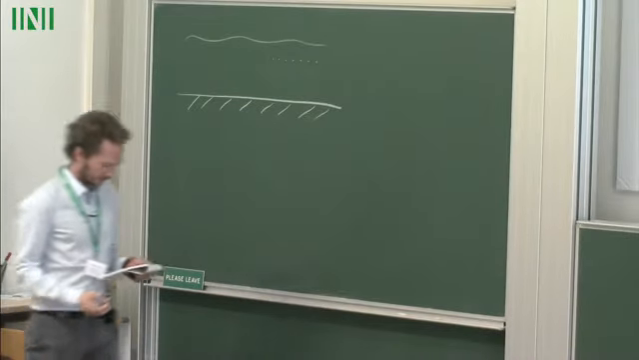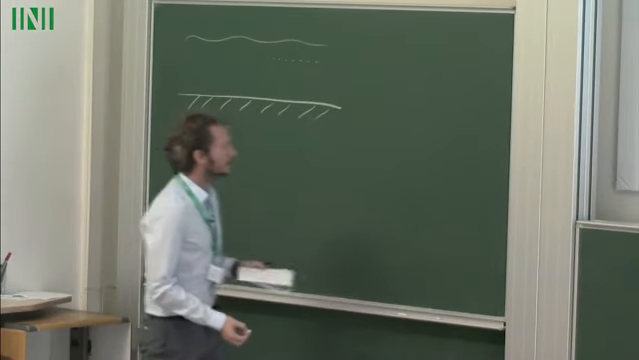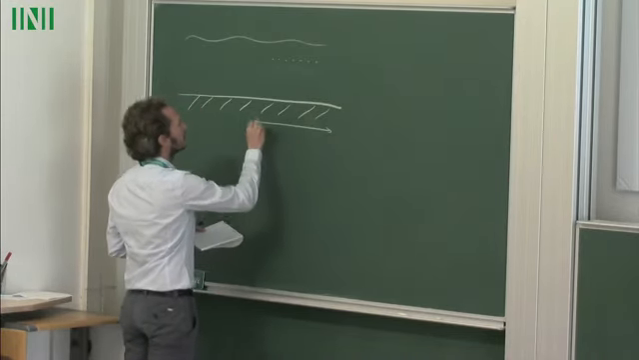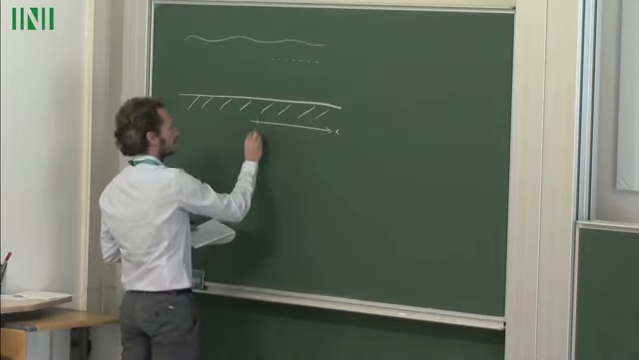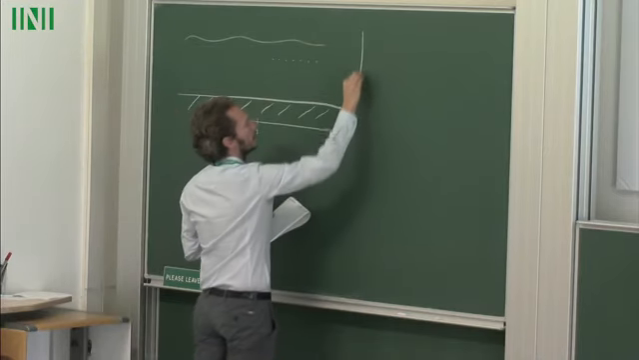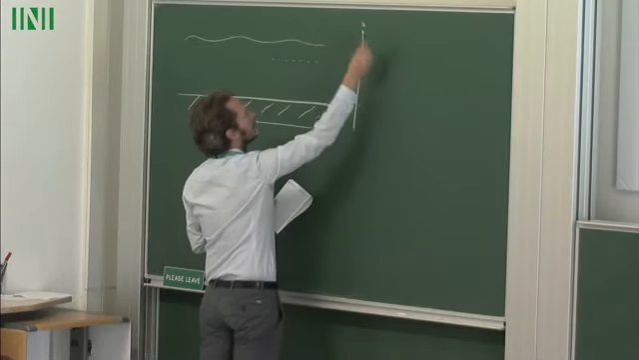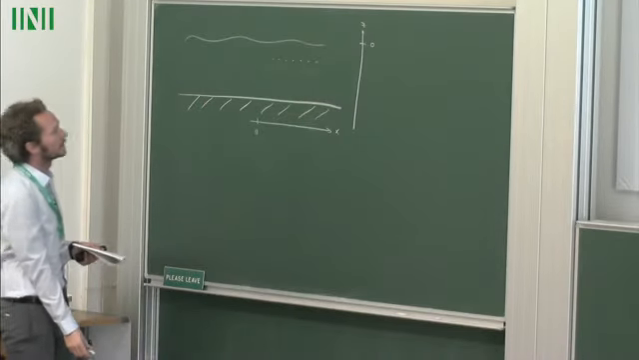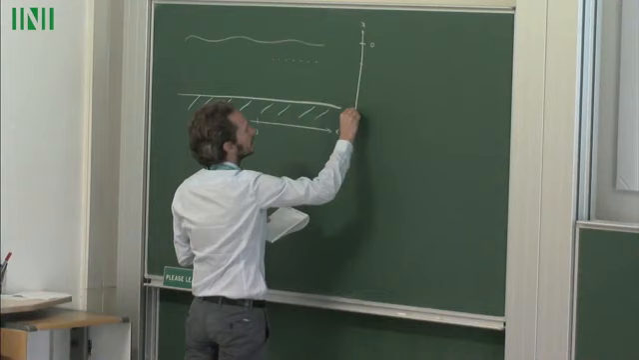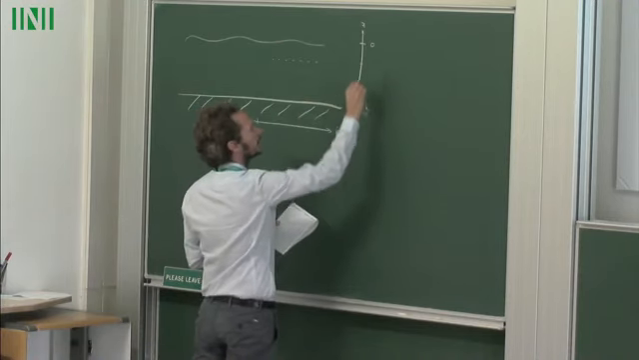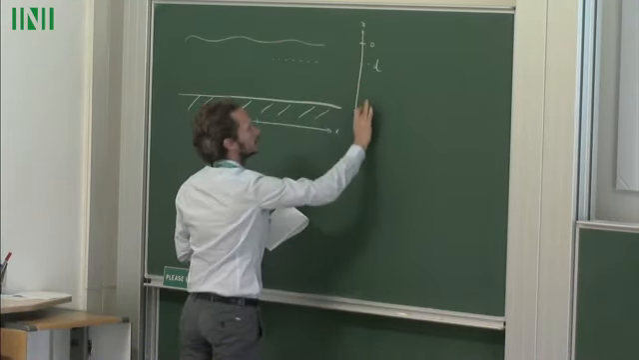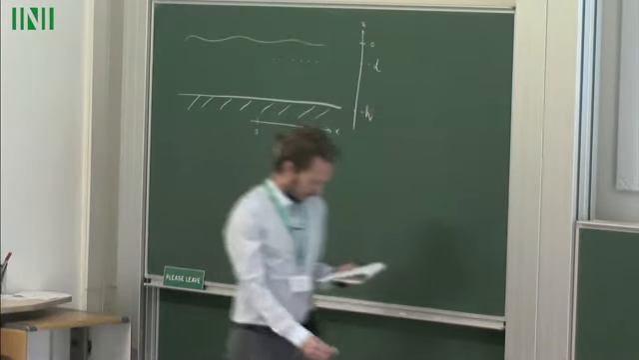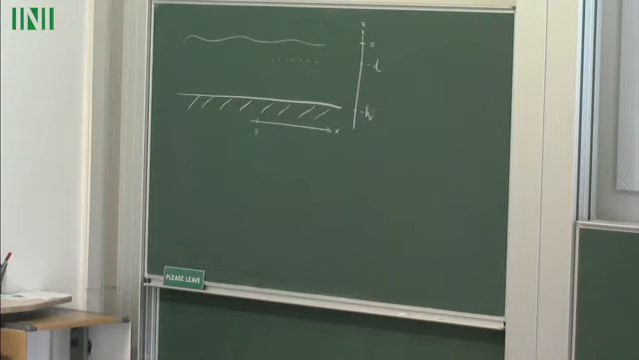We have a plate like this, and to introduce coordinates as well for later use: here, this is the x-axis. There's 0 here, and I have the z-axis here, and the still water surface is at 0, and then I have minus h here and minus d. Maybe I should write in larger letters.